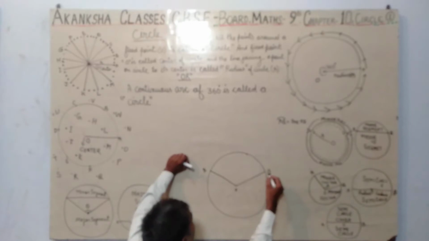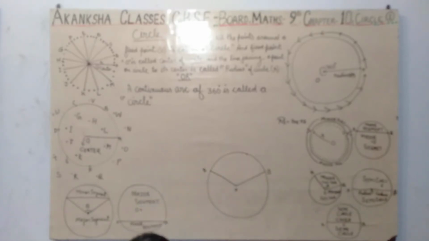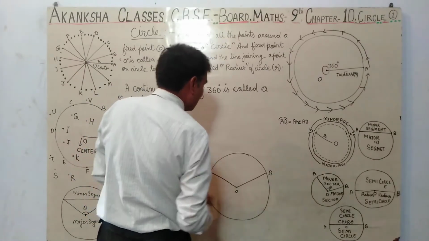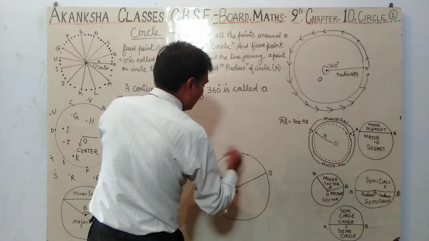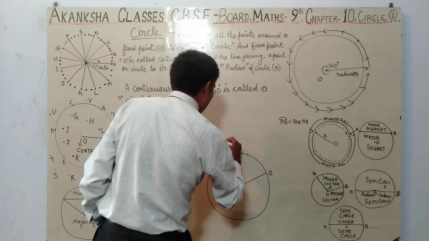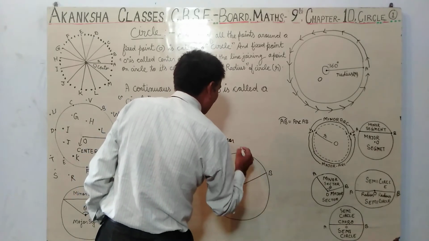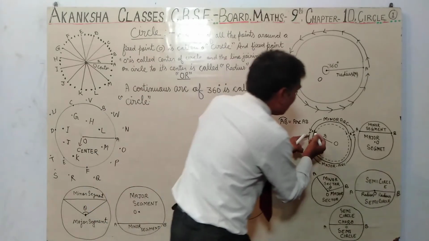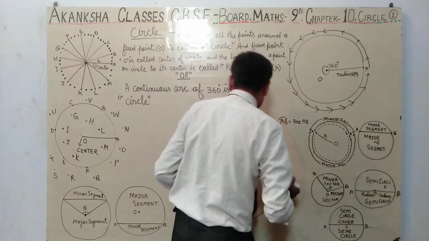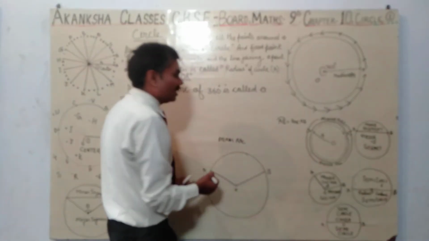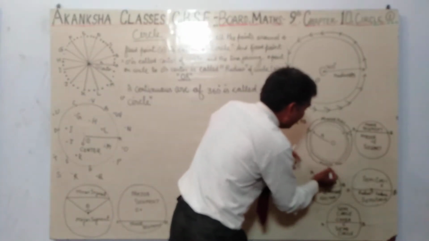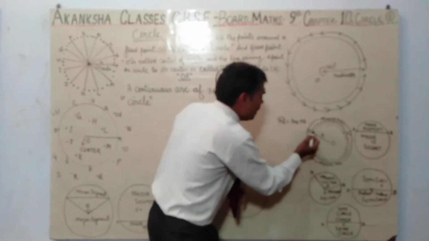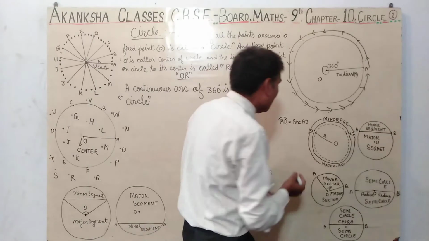A, B. This is called an arc, but this is smaller in size. Hence, this is called a minor arc. Here AB is the minor arc, and AC and AB is the major arc.